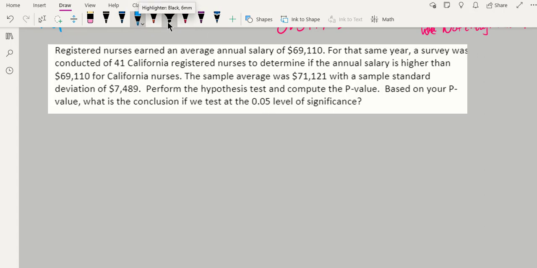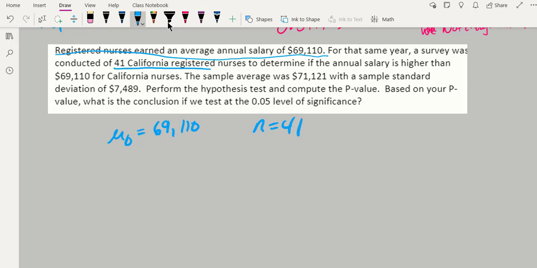So again, this is very similar to what we were doing before. We need to write down what information we know, right? We know that our population of registered nurses has an average of 69,110. So 69,110 is our population mean, right? But for that same year, 41 registered nurses. So 41 means that my sample size is going to be 41. So N equals 41.